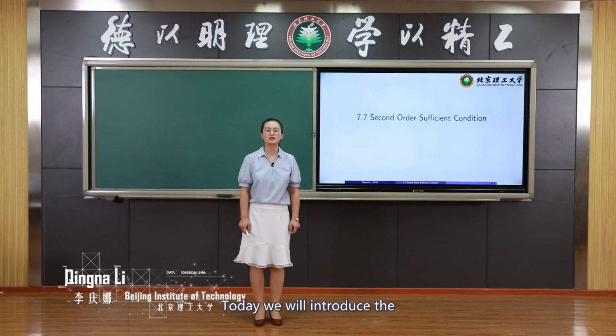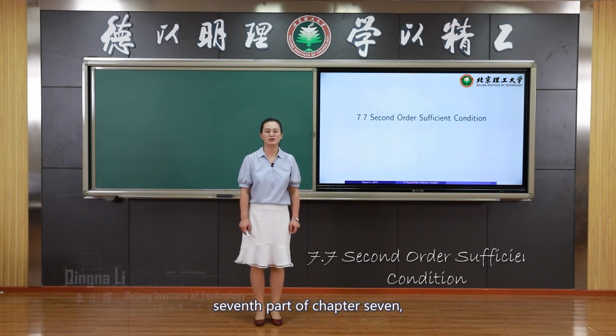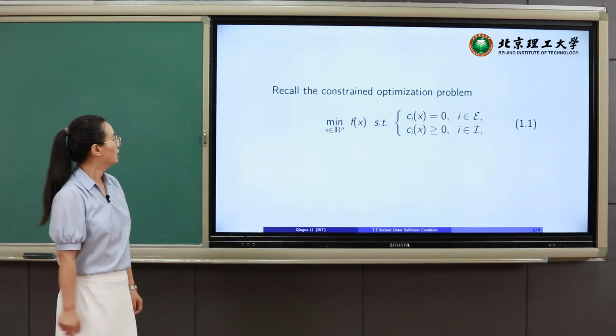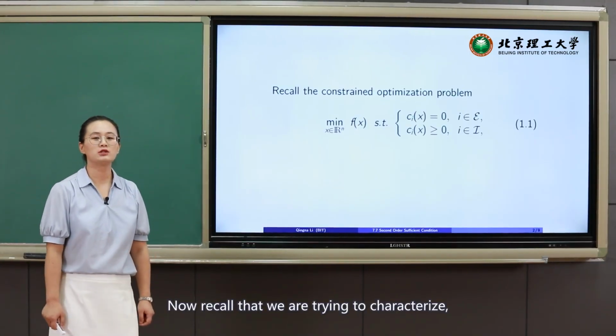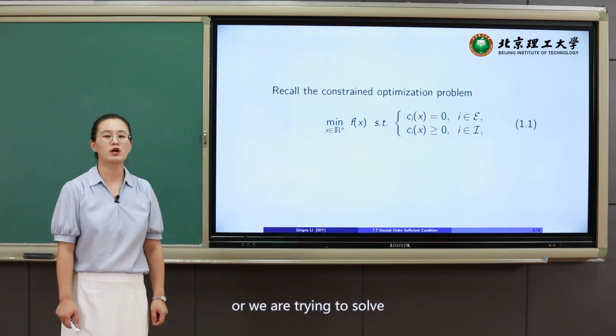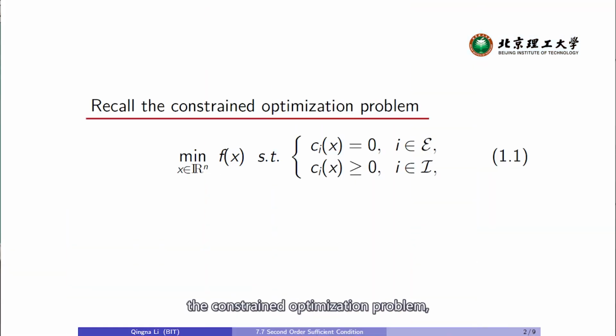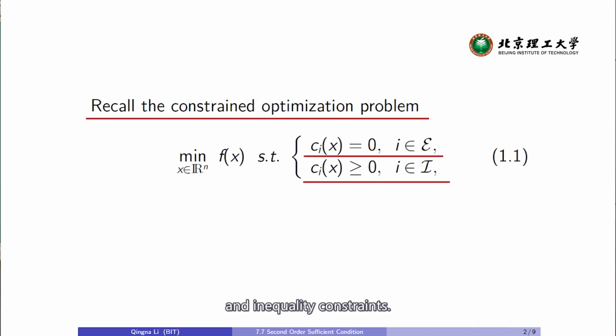Today we will introduce the seventh part of Chapter 7, the second-order sufficient conditions. Now recall that we are trying to solve the constrained optimization problem, which has equality constraints and inequality constraints.